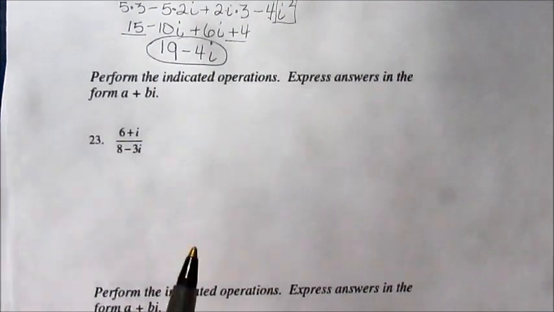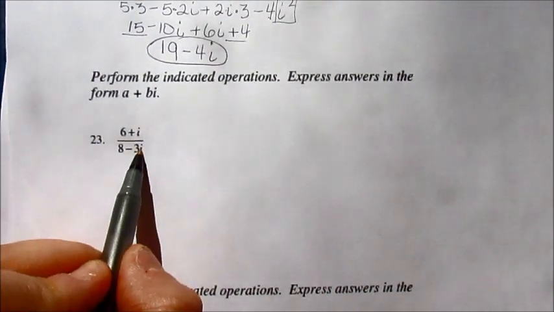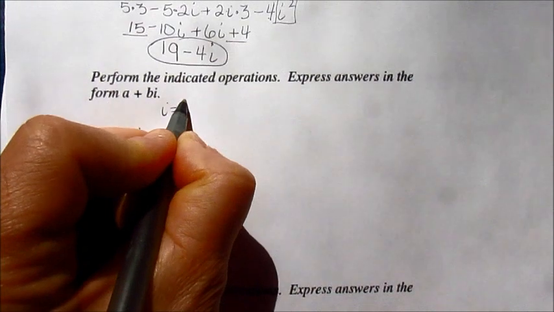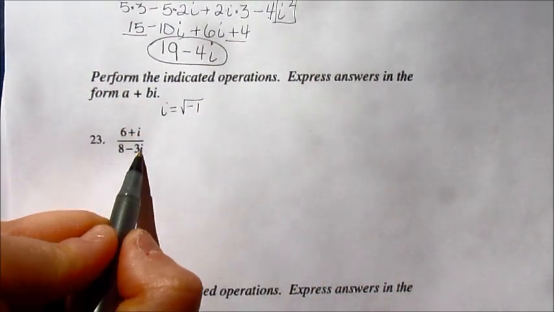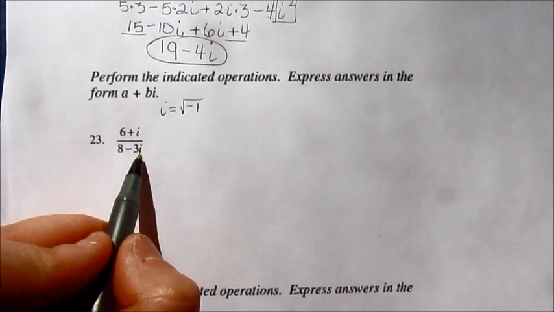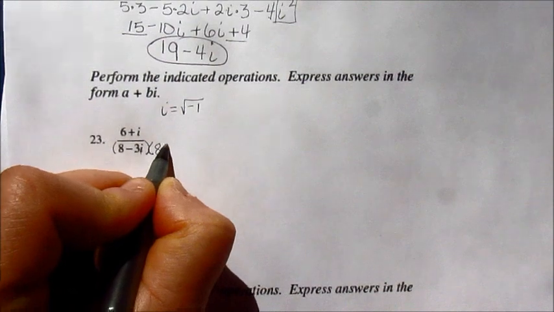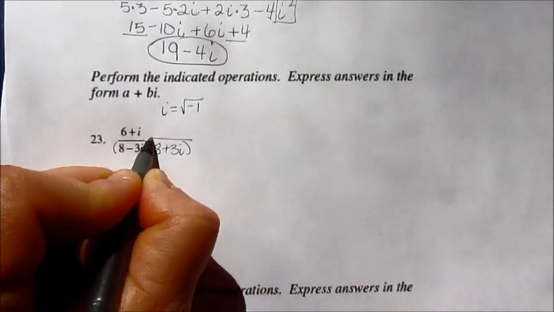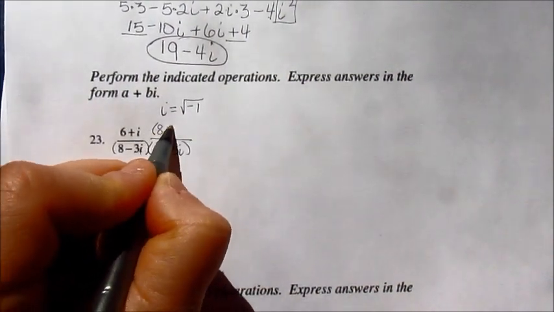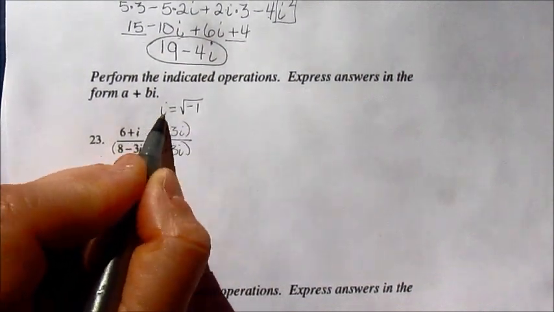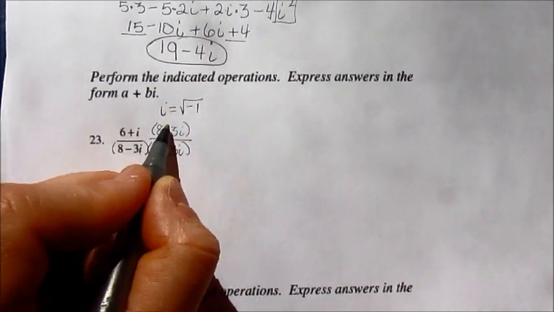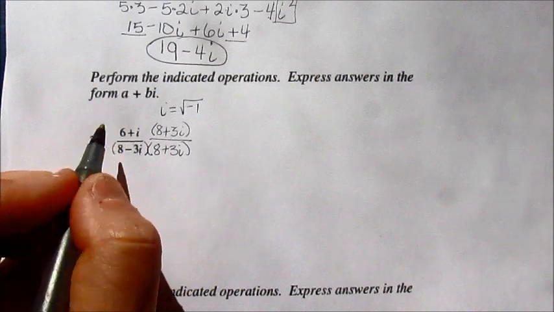Next we have division. But this is really i equals the square root of negative 1. It's really a radical. We cannot have any radicals or imaginary numbers in the denominator. How do we get rid of this? We multiply by its conjugate. What we do to the bottom, we have to do to the top, so that we're really multiplying by 1. So it's going to keep the value of this.